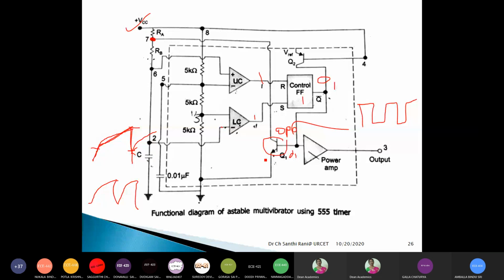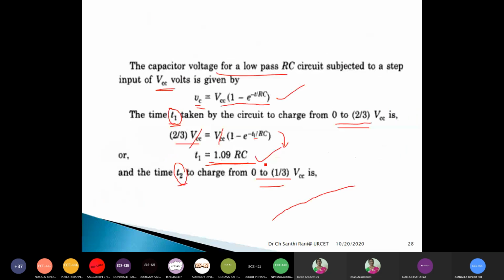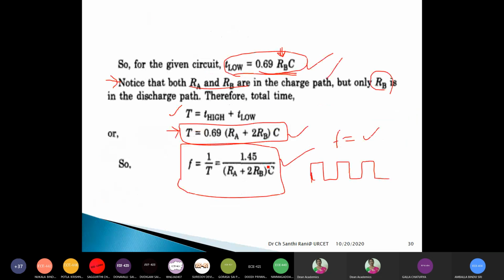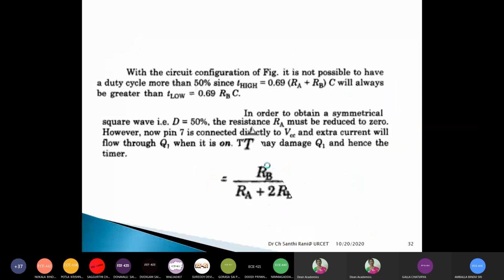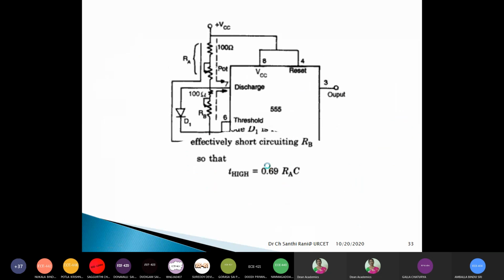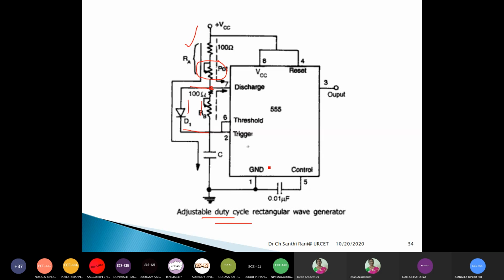Once the transistor gets damaged, in turn the whole timer gets damaged. Therefore, the presence of RA and RB is required, and therefore we have modified. We can have an adjustable duty cycle astable multivibrator with this one diode arrangement. I hope you have followed the astable multivibrator, right? For this adjustable duty cycle arrangement, across the resistor you connect one diode and one potentiometer for adjustment. This is not that much required from the examination point of view; just for knowledge, I'm giving you some additional information.